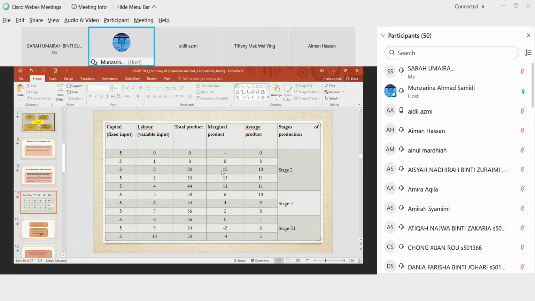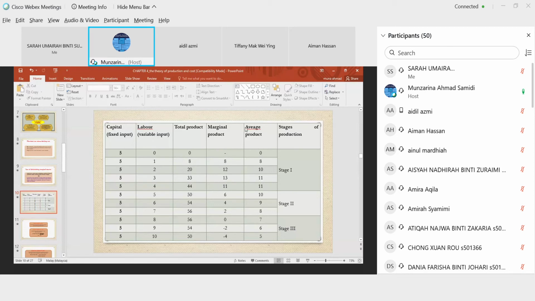The third labor: when you employ 3 labor, you get a total product of 33. So what is the additional product of the third labor? It must be 33 minus 20. So it's 13. The third labor gives you an additional 13 units of output.